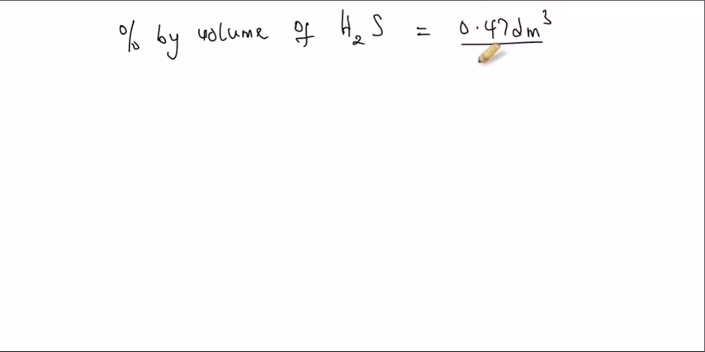To do that, we just say percentage by volume of hydrogen sulphide will equal the volume of hydrogen sulphide itself, which is 0.47 dm³, divided by the volume of air, that's 10 dm³, multiplied by 100, because we are working with percentage. If you calculate this, we have 4.7 and our unit is percent. So this will serve as the final answer.